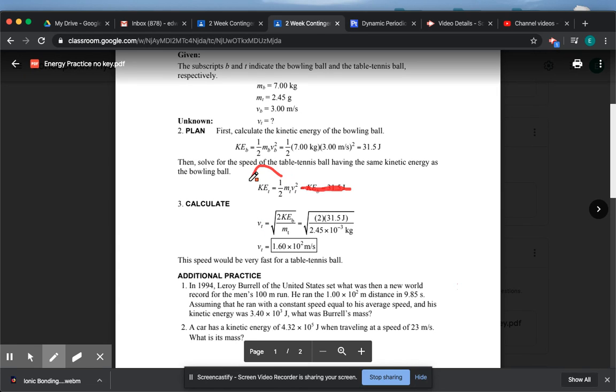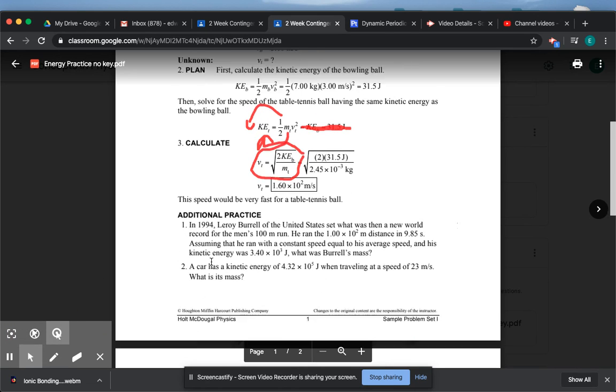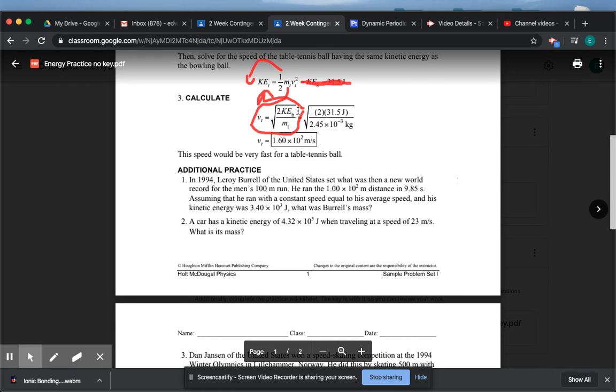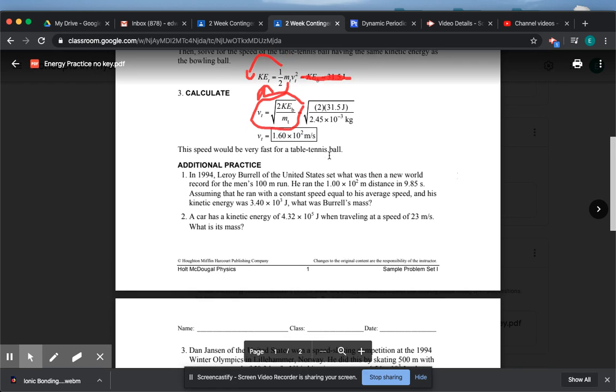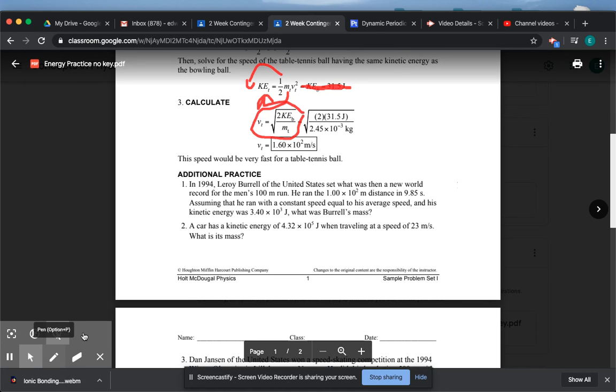So they moved this over by multiplying by 2. They moved the m over by dividing by m. That's how you get 2 times KE divided by m. And then to get rid of the square, you have to take the square root. So this equation right here is the equation we're going to be using. It's v is equal to 2 times the kinetic energy divided by mass, and then take the square root of that whole thing. This is the equation we need to do number 5.